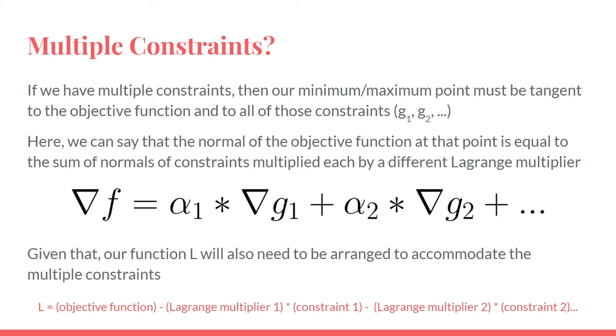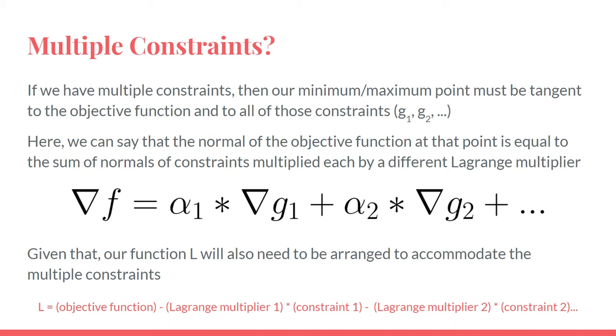What if we have more than one constraint? In this scenario, our maximum or minimum point must be tangent to our objective function and all of our constraints at the same time. Let's say those constraints are G1, G2, and so on. Thus, since they are all tangent at our desired point, our normals are proportional to each other. In other words, if we multiply each normal of each constraint by a different Lagrange multiplier each and sum them, we can obtain the normal of our objective function. This is true as long as we can find the correct Lagrange multipliers.